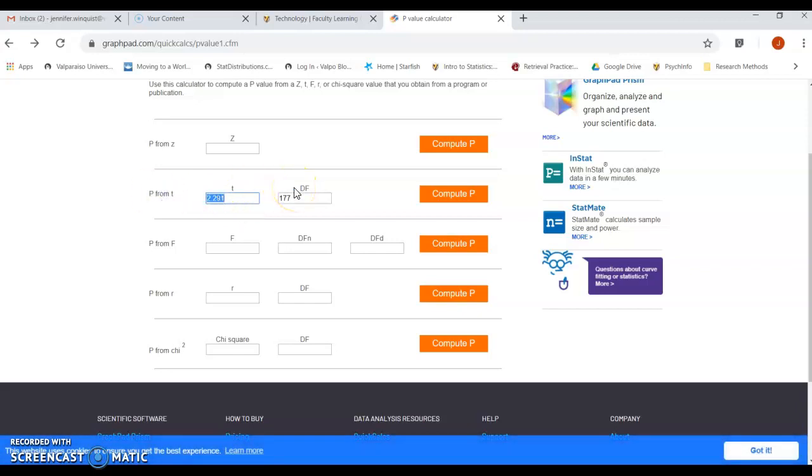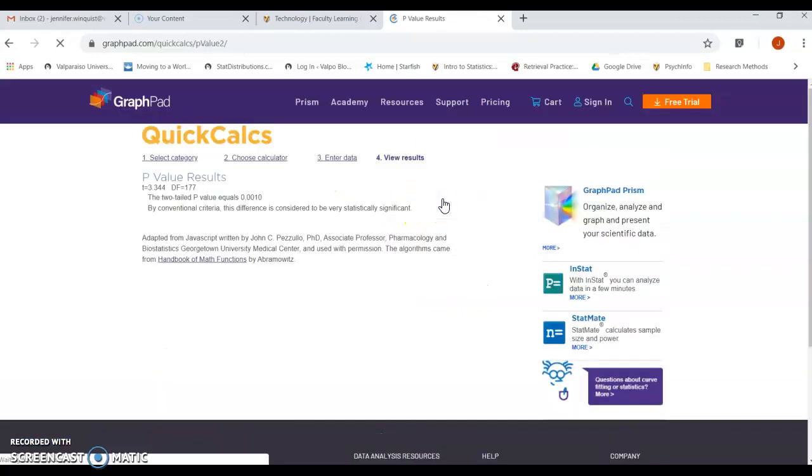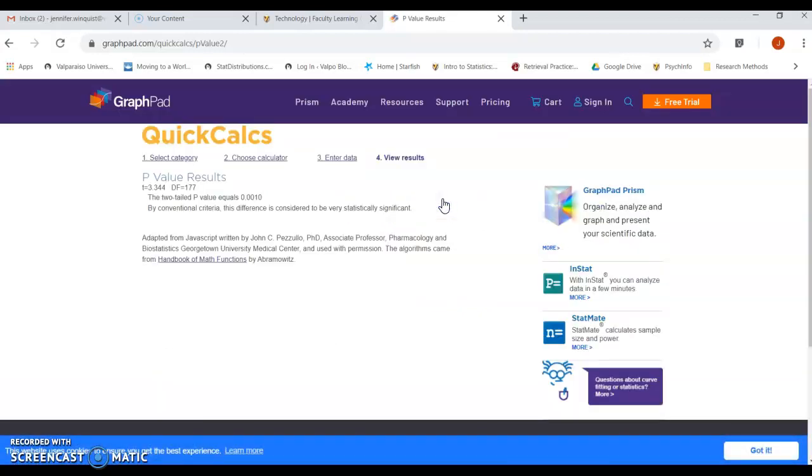The next t we have is 3.344 with the same degrees of freedom. And here my p is 0.001, which again is very unlikely. It's telling me that the probability of getting a t of 3.344 or more extreme if the null is true is 0.001, which is really unlikely. So that comparison between groups 6 and 8 is also unlikely to be due to sampling error.